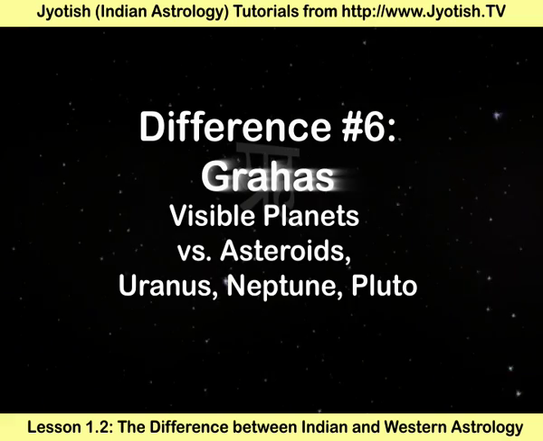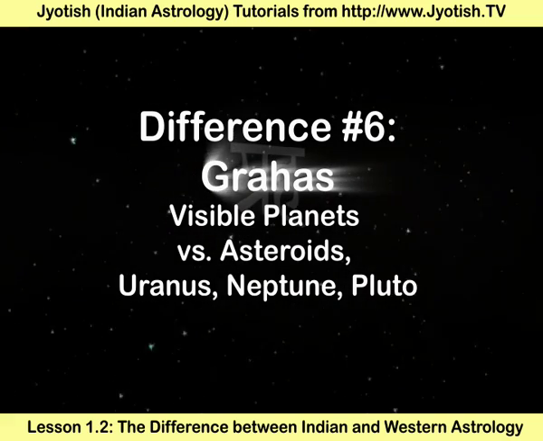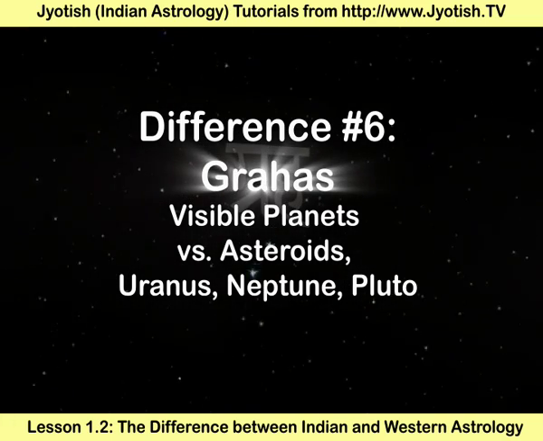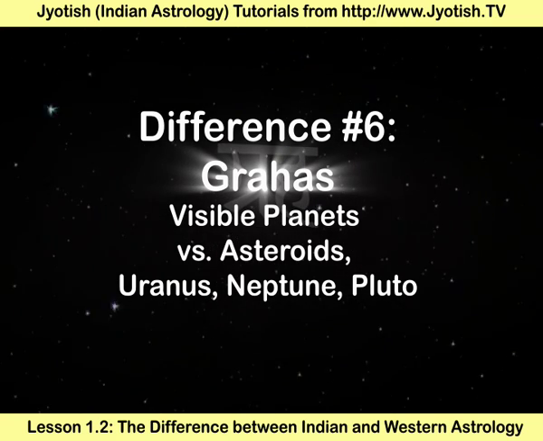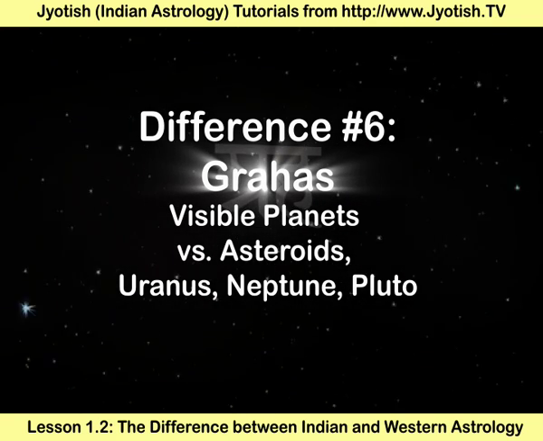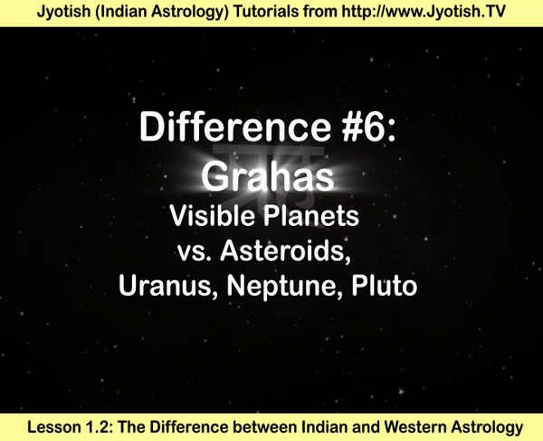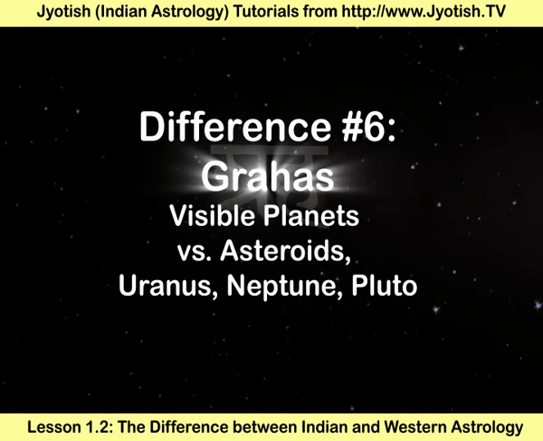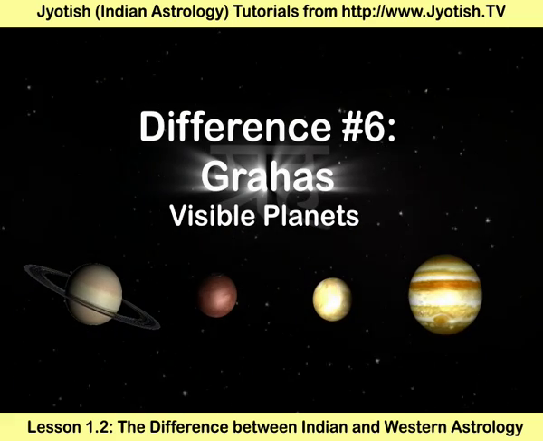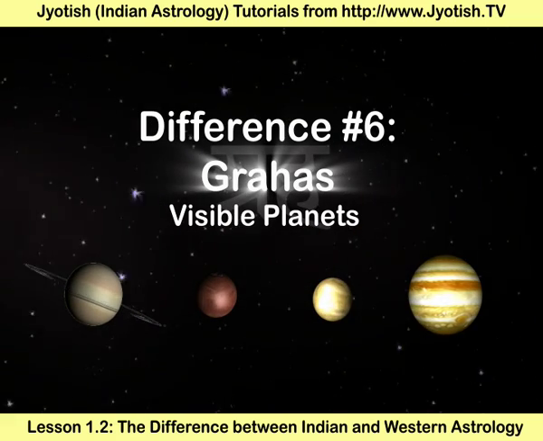Difference number seven, graha or planets. The Sanskrit word for a planet is graha, which means to seize or grab. Jyotish only uses the 7 classically visible factors: Sun, Moon, Mars, Mercury, Jupiter, Venus and Saturn. But the lunar north and south nodes are also used under the names Rahu and Ketu.